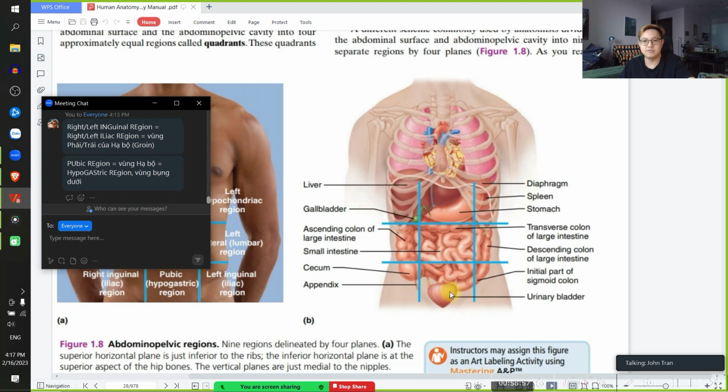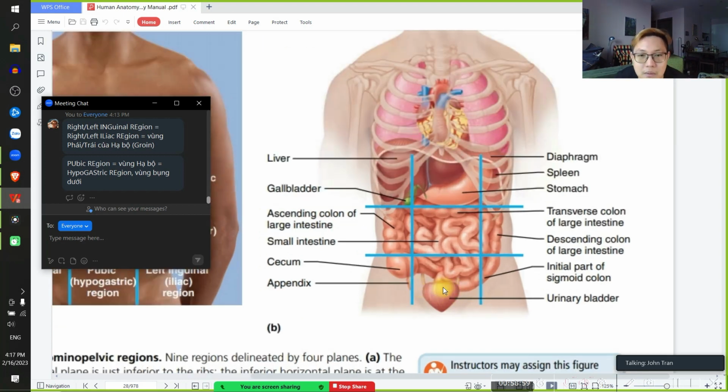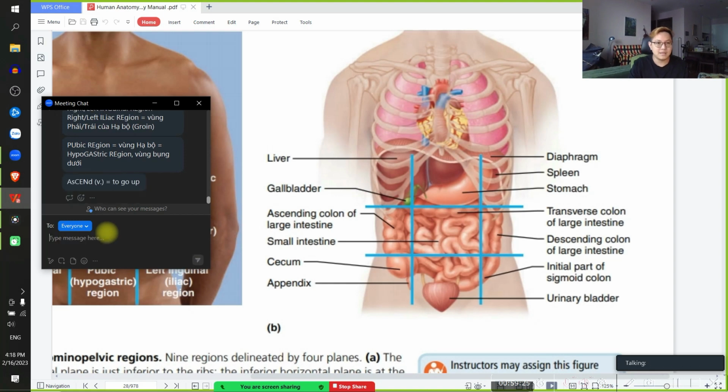Okay, look at this one in further details. There you go. Spleen, stomach here. Okay. This is small intestine, and here, what do we have? Ascending colon of large intestine. Nó là cái phần đi lên. Ascending means going up. To ascend, động từ to ascend, đi lên. To go up. And to descend means to go down. Đi xuống.